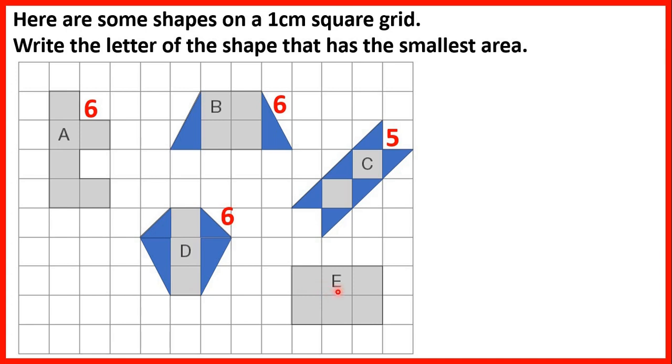And we can see that the area of E is 6 squares as well. So that means C has the smallest area because it only has 5 squares shaded in, but all of our other shapes have 6.